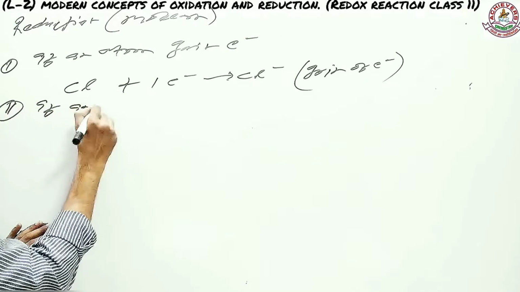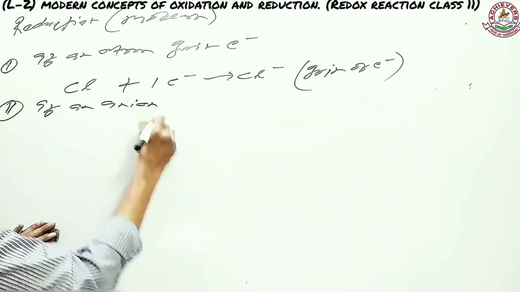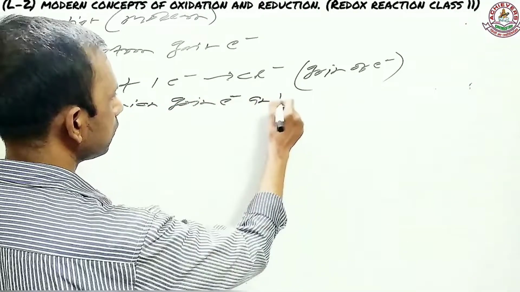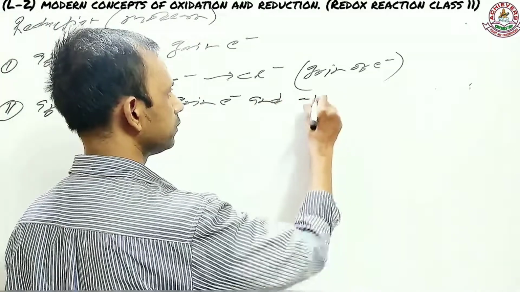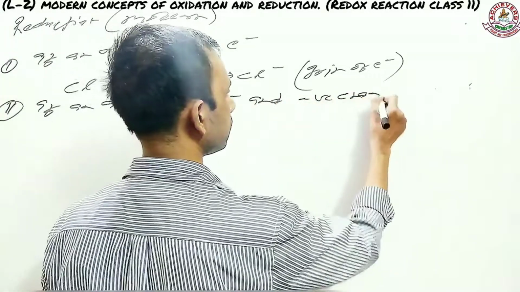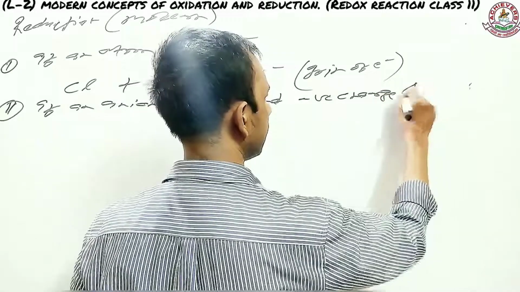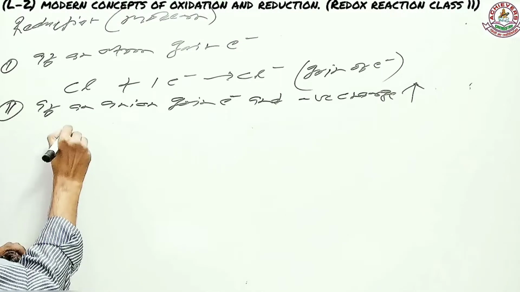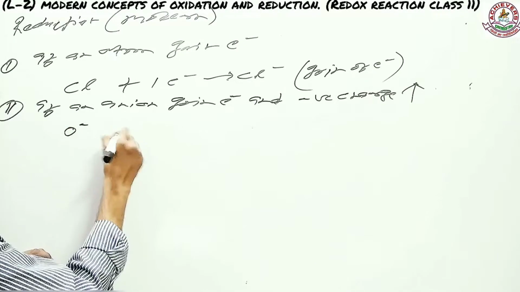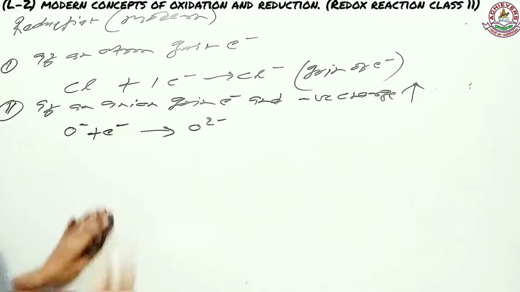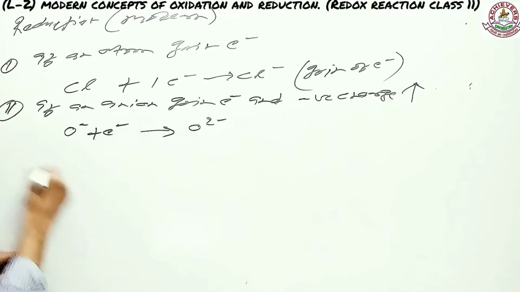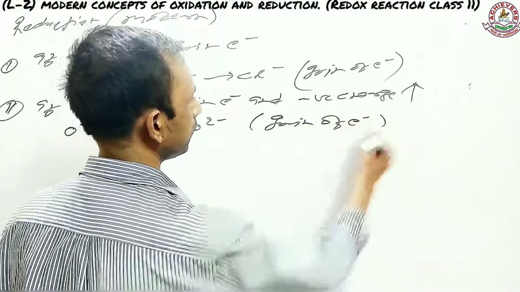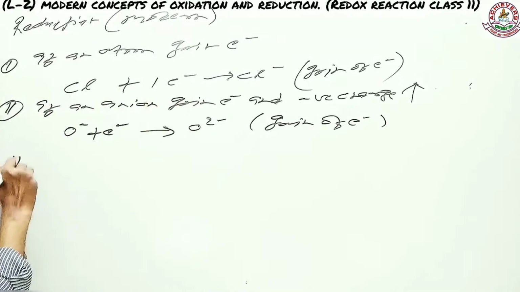Second one, if an anion gains electron and negative charge increases, this is also called reduction. Like O negative can gain another electron. This is what has happened. So what has happened here again? Gain of electron.